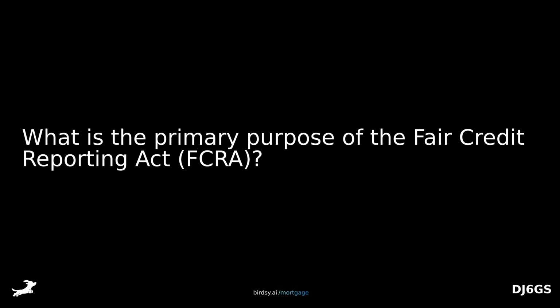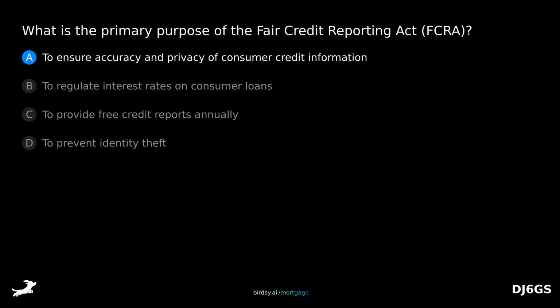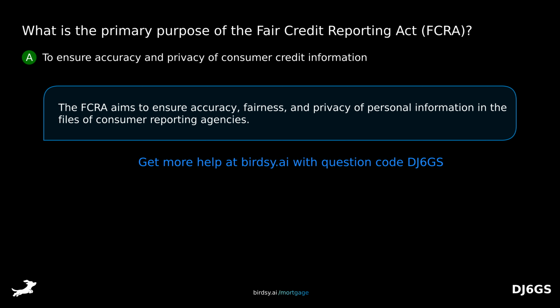What is the primary purpose of the Fair Credit Reporting Act? Is it A, to ensure accuracy and privacy of consumer credit information? B, to regulate interest rates on consumer loans? C, to provide free credit reports annually? Or D, to prevent identity theft? The answer is A, to ensure accuracy and privacy of consumer credit information. The FCRA aims to ensure accuracy, fairness, and privacy of personal information in the files of consumer reporting agencies.